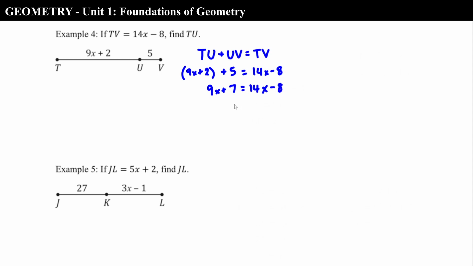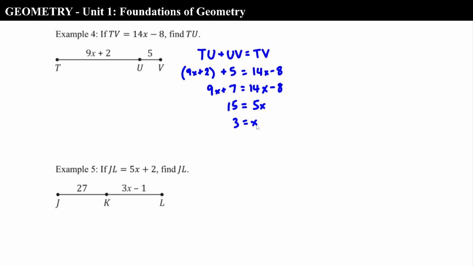Then we're going to get our x's onto one side and the things that are not x on the other. So I'm going to subtract 9x from each side. So 14x minus 9x gives us 5x. And then we add 8 to each side. 7 plus 8 gives us 15. And then 15 divided by 5 gives us 3.